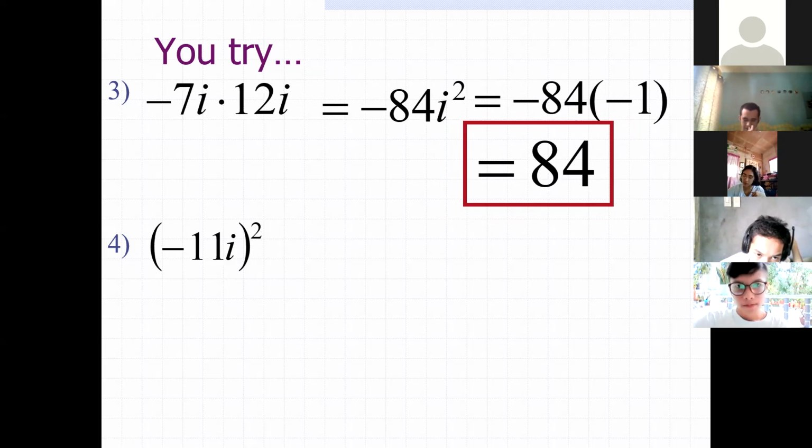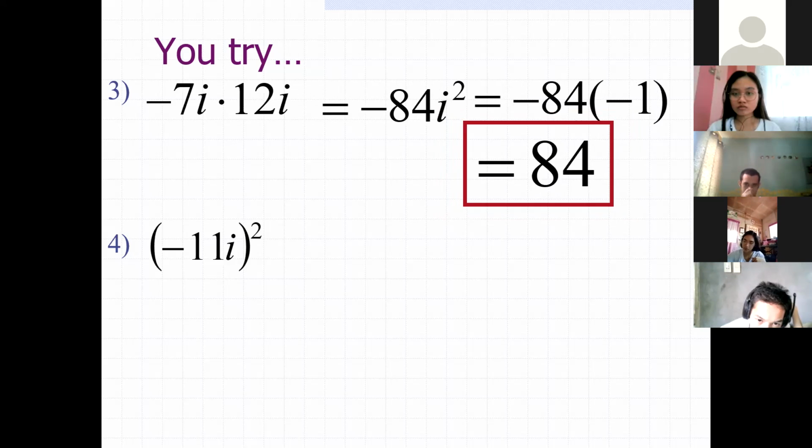121, negative 121, sir. Is it negative 121 or 121? What is it, really? Negative 121 is the correct answer.